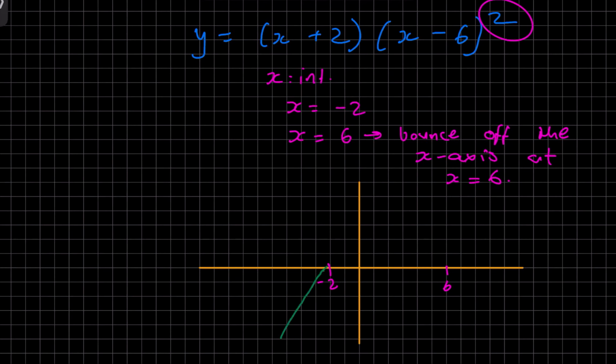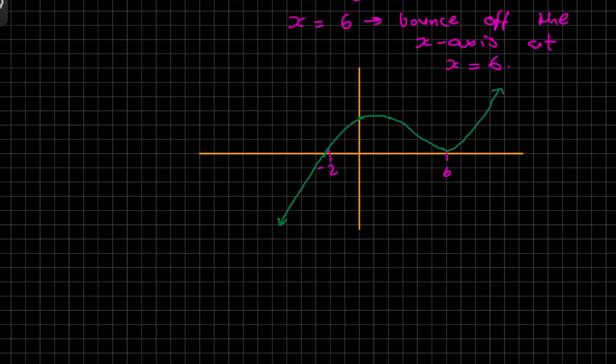Sloping upwards, the graph will pass through the x-axis at the point x equals -2, before going up and curving back down to x equals 6. Now remembering that there is a squared in this part of the equation. This means that at x equals 6, the graph will bounce off the x-axis rather than passing through it, creating your completed graph.